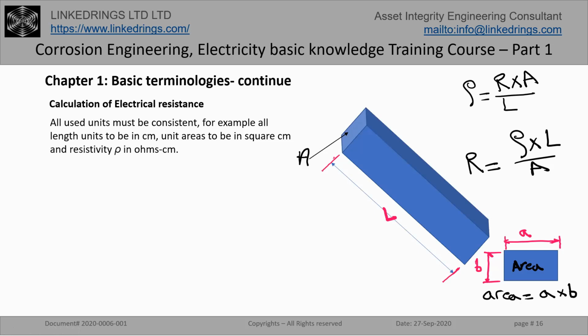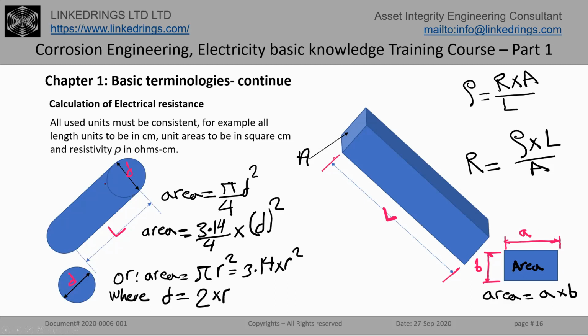So all the units used to calculate the electrical resistance of any shape, any object, should be consistent. For example, if we use centimeter, we use centimeter. If we use meter, we use meters. For example, for a rectangular shape, the cross-sectional area will be the length times the width, A times B.